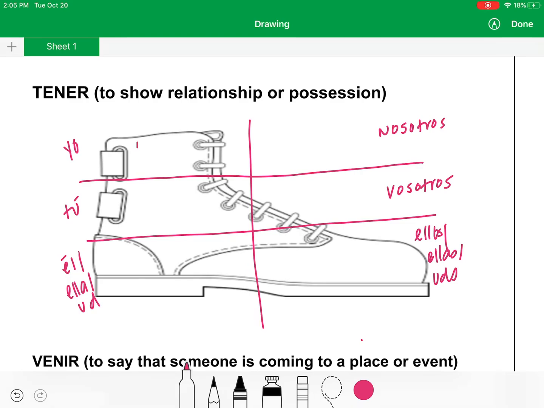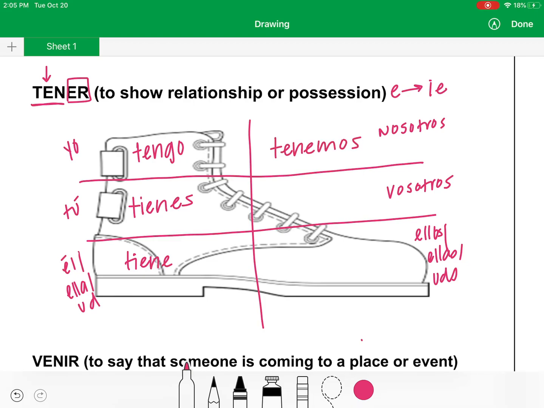Okay, remember tener is irregular in the yo form. It is a go verb. So we've got tengo. Now we're back to normal. Now tener changes from E to IE. So we've got our ending, then we've got our stem. Remember the E in the stem is the one that changes. E to IE: tiene, tienes, tiene. We're outside the boot, so the stem doesn't change. Now we're back inside the boot, so the stem changes again. So we've changed from E and we've gone to IE.